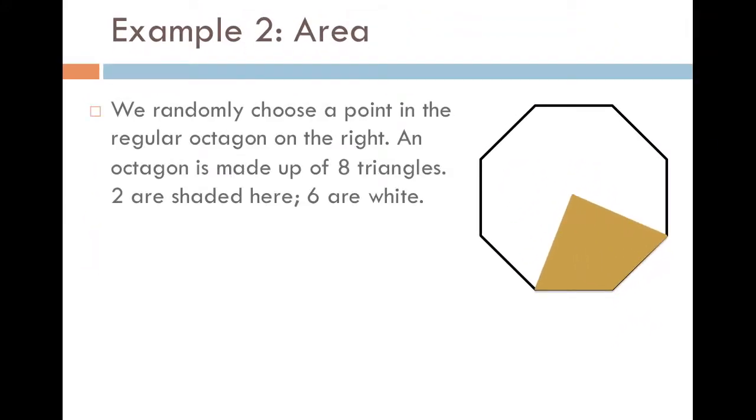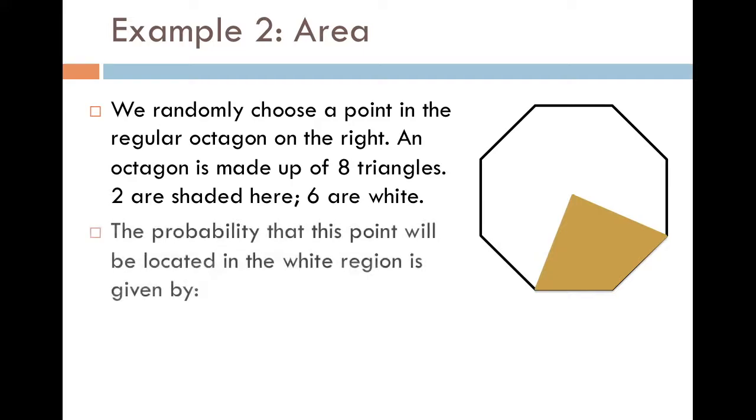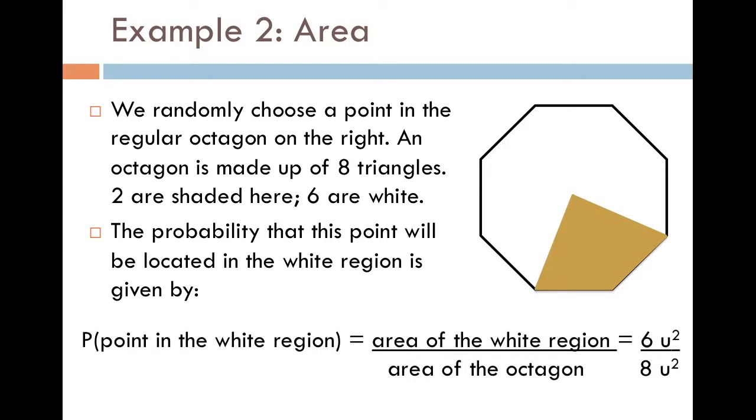A second example: we randomly choose a point in the regular octagon on the right. An octagon is made up of 8 triangles. 2 are shaded here, and 6 are white. The probability that this point will be located in the white region is given by the area of the white region over the area of the octagon. But you'll notice that I haven't given you any areas, no apothem, nothing. But you do know what this octagon is made up of. So in this case, the probability that it will be in the white is 6 units squared over the 8 units squared, in terms of the triangles that make up this octagon.